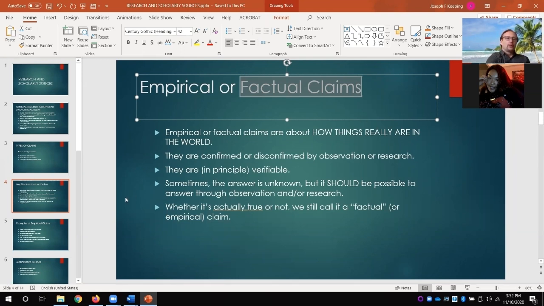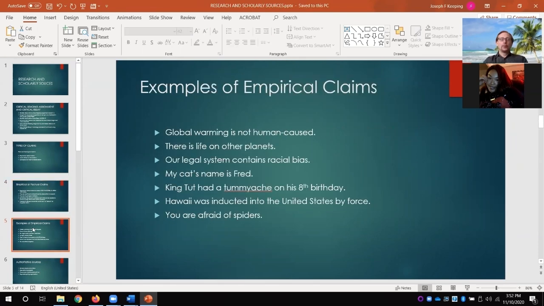Here are some examples. Global warming is not human caused. This is an empirical or factual claim, because how would we know if it was true? Well, we would do observations. It's not true, but that doesn't mean that it's not an empirical claim. What makes it an empirical claim is that it's a claim about how things are in the world, and to verify it, we would do some sort of research.